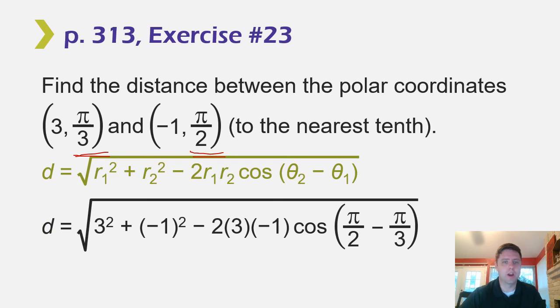So we're going to do 3 squared plus -1 squared minus 2 times 3 times -1 times cosine of pi halves minus pi over 3. And when you do all of that, you should get an answer of 3.9. So again, try to do that in your calculator. Make sure that you get an answer of 3.9. If you need to pause the video, do that here. Make sure that you can get to that right answer.